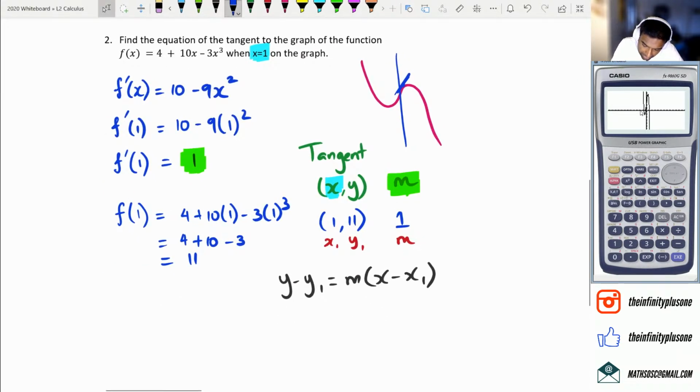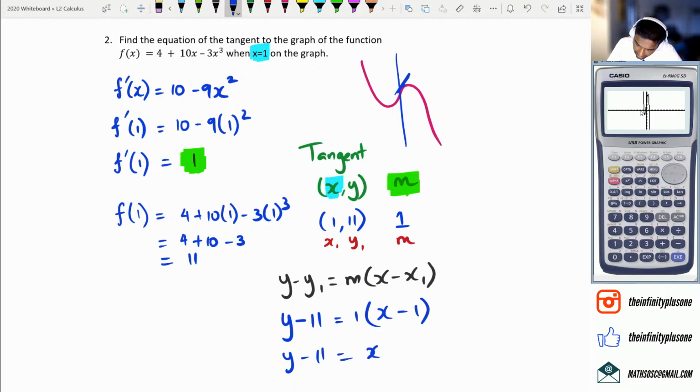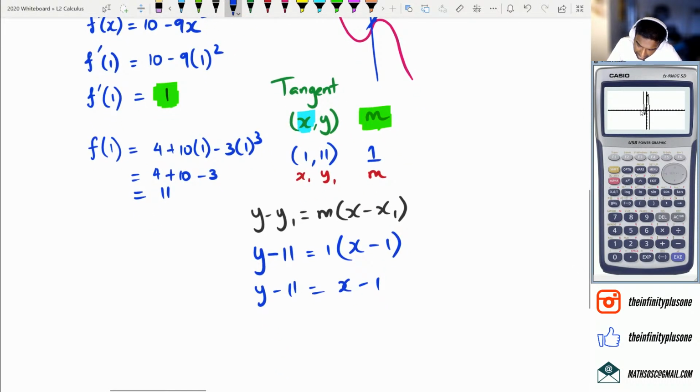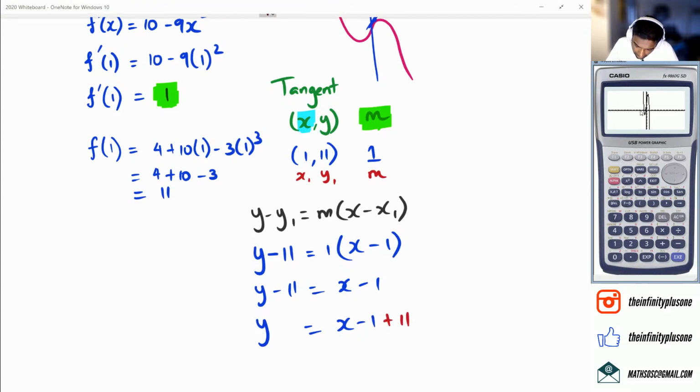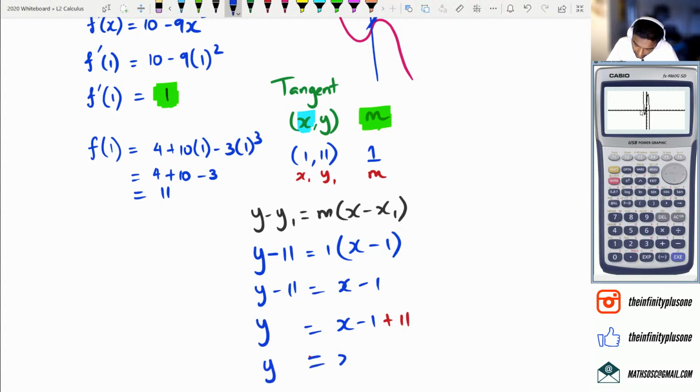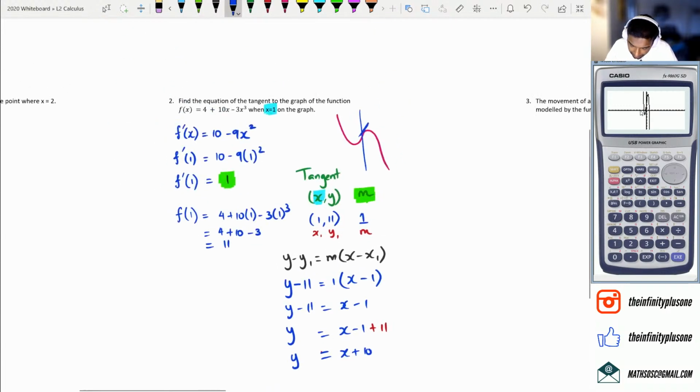I'm going to substitute all these values, and I'm going to end up with y minus 11 equals 1 times x minus 1. So I'm going to get y minus 11 equals x minus 1. Rearranging this, I'm going to get y equals x minus 1 plus 11, which could then be said as y is equal to x plus 10.